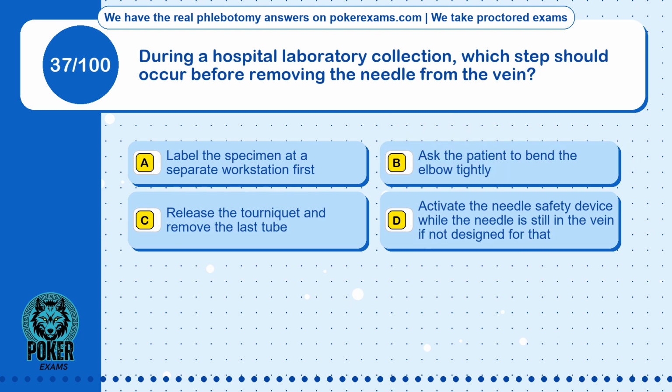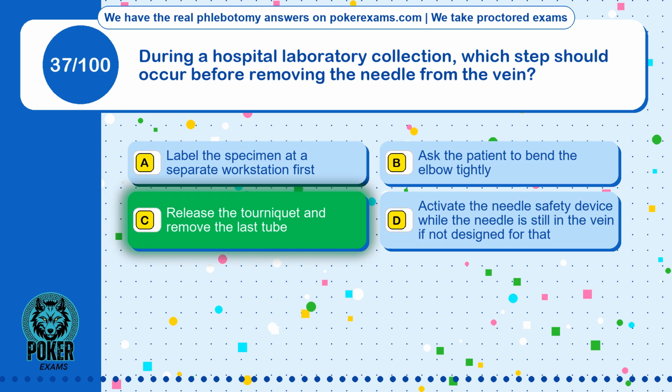Question 37. During a hospital laboratory collection, which step should occur before removing the needle from the vein? Option A, label the specimen at a separate workstation first. Option B, ask the patient to bend the elbow tightly. Option C, release the tourniquet and remove the last tube. Option D, activate the needle safety device while the needle is still in the vein if not designed for that.